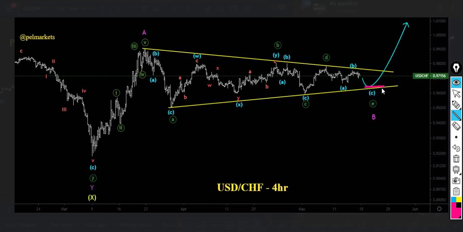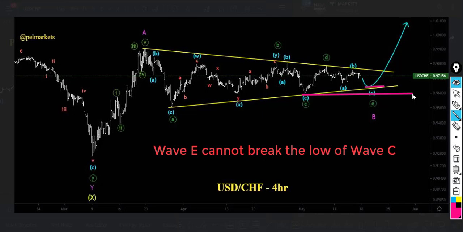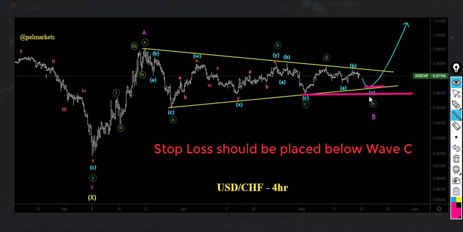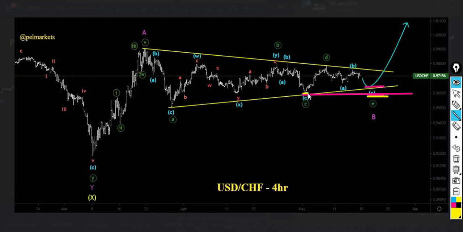Looking at the guidelines we mentioned, wave E cannot travel below the end of wave C. So if you get your entry here, the best place to put your stop loss will be below wave C. Should the market come below the end of wave C, it's no more the triangle you were looking at, and you need to get out of the market. With your stop loss, you'll be taken out automatically. If you get it right, it can give you a very nice risk reward. If the market comes somewhere around here, you get about a 4:1 risk to reward ratio.